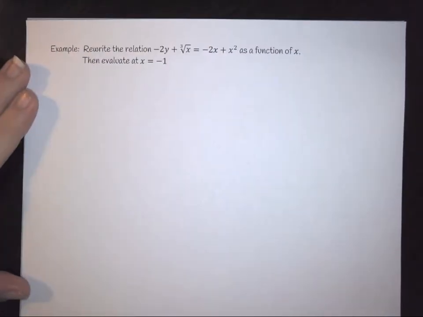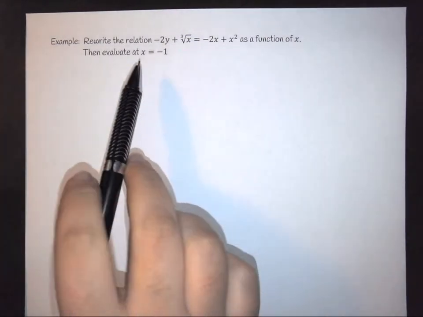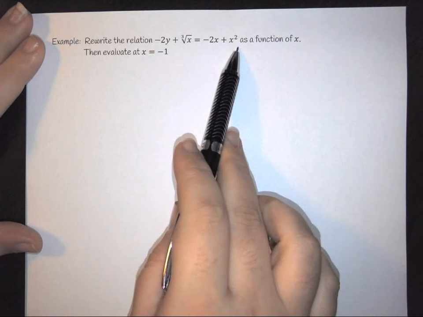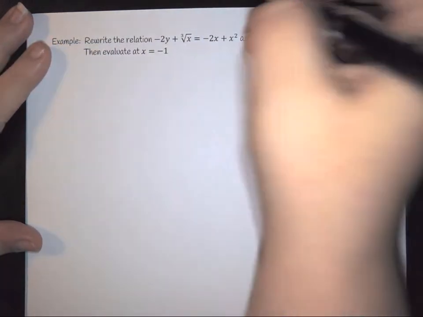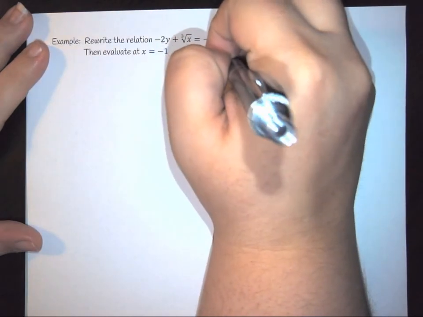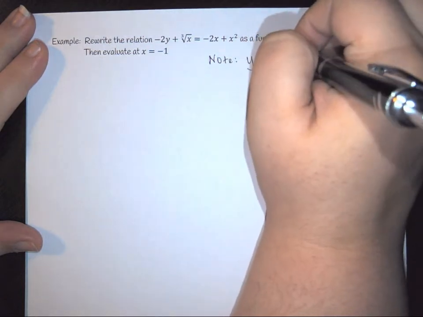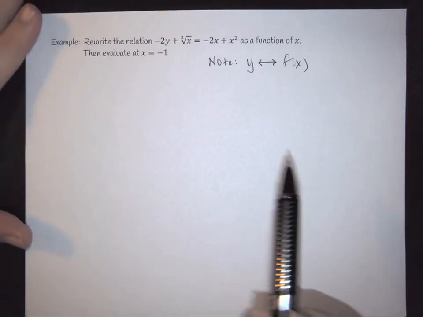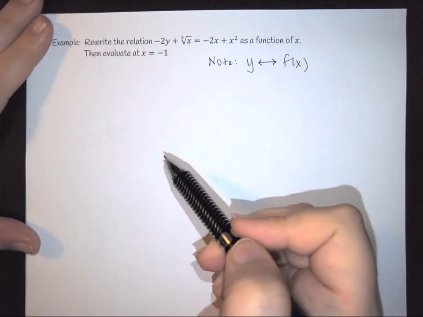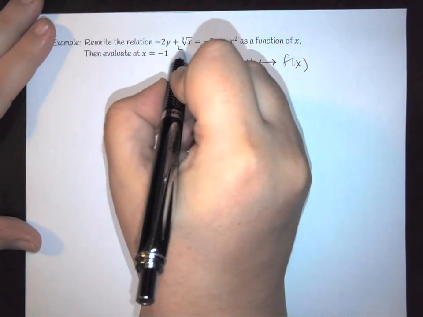Alright, so now let's do one. Let's make sure that we really follow what it is that we're doing. So here we need to rewrite this relation as a function of f, or a function of x. So the biggest thing we have to remember here is that y means f of x and vice versa. Okay, so it's kind of a different notation. So the first thing I would do is rearrange this in order to solve for y. So I would take this cubed root of x and I would move it first.